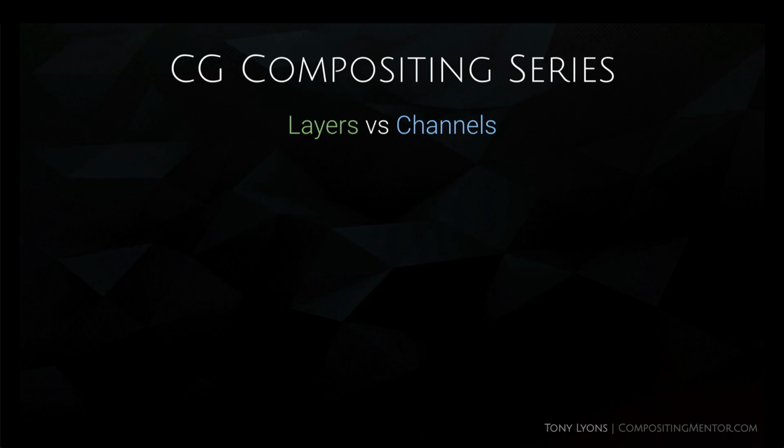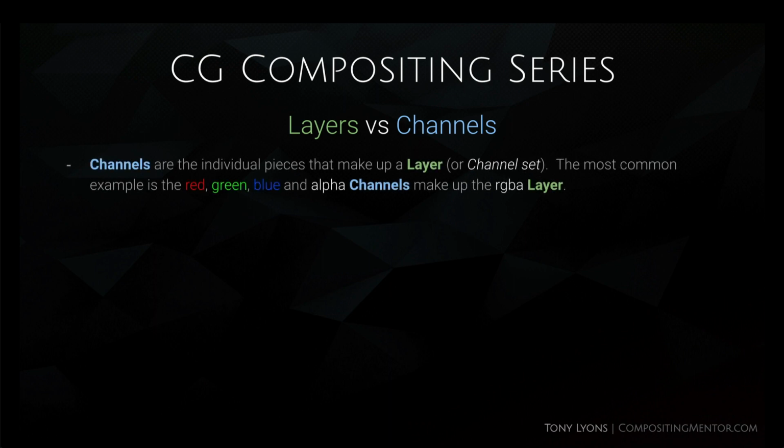Let's talk about the difference between layers and channels in Nuke. This is what I understand as layers and channels, and maybe the vocabulary of these two things is different per artist or per studio. But let's take a look at what it means in a Nuke context. Channels are the individual pieces that make up a layer. It's also called a channel set. The most common example, of course, is red, green, blue, and alpha channels making up the RGBA layer. A layer must contain at least one channel, but often has multiple channels.